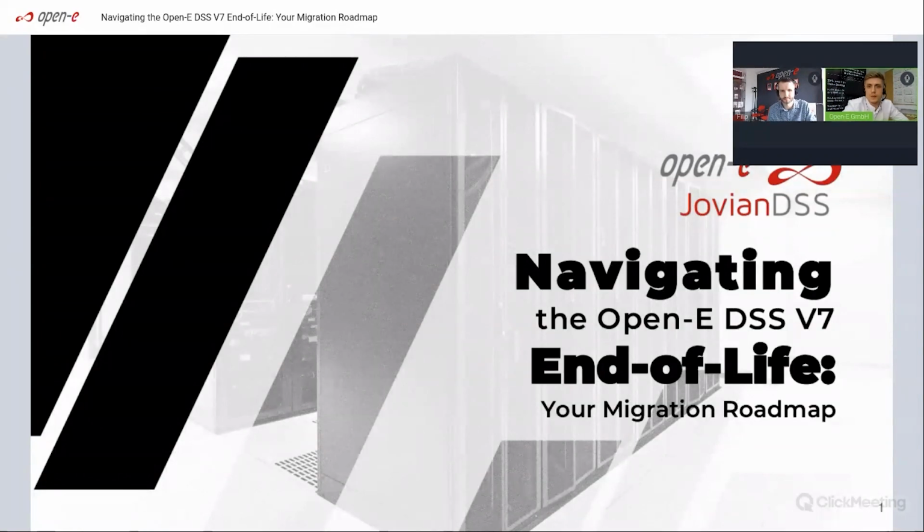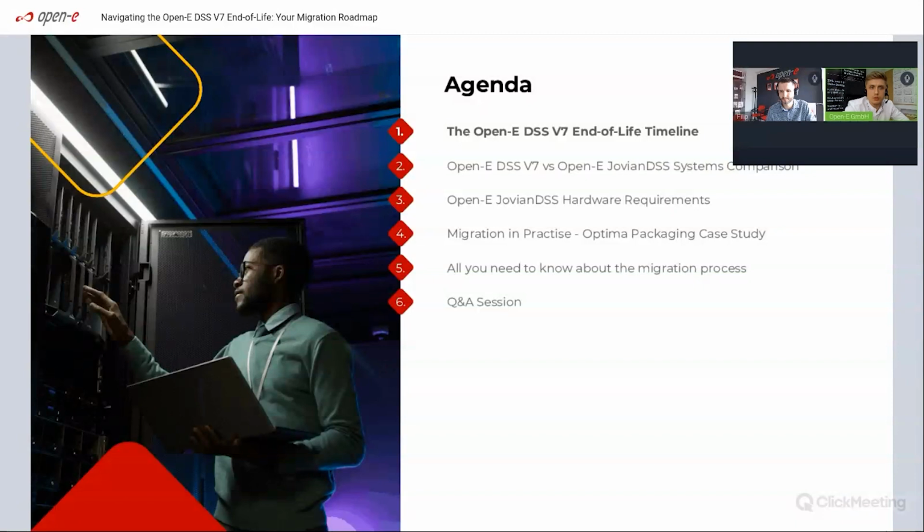Okay, so I think we can start then. So this is the agenda for today's webinar and what we want to address to you today. First point, I will show you the Open-E DSS V7 end-of-life timeline, dates, and show you what to be prepared for. In the next topics, Filip will talk about system comparison between our products and hardware requirements. Later, I will talk about the implementation at one of our clients and its story, of course. And finally, we will talk about how to carry out the migration from the sales and technical side.